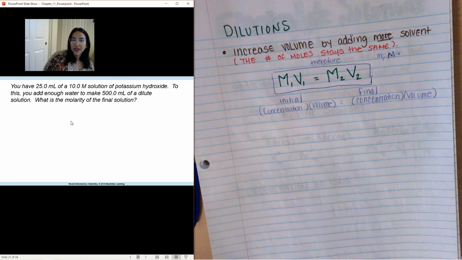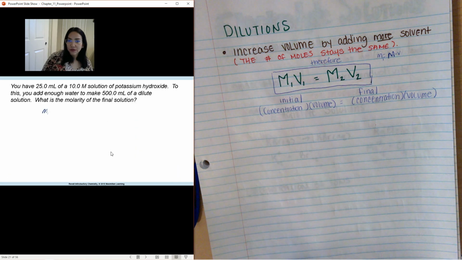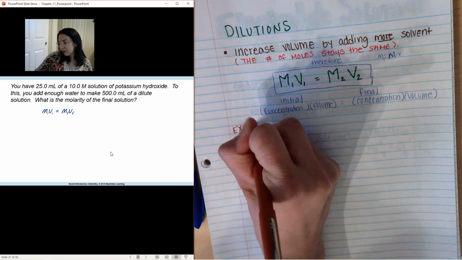All right, so let's look at this problem here. You have 25 milliliters of a 10 molar solution of potassium hydroxide. To this, you add enough water to make 500 milliliters of dilute solution. What is the molarity of your final solution? So let's go ahead and do an example.